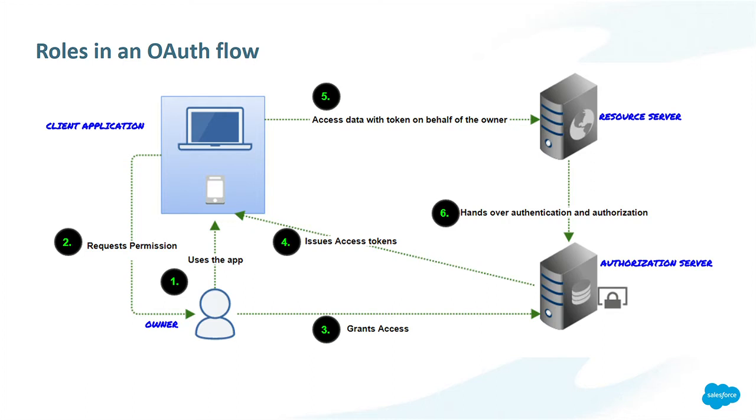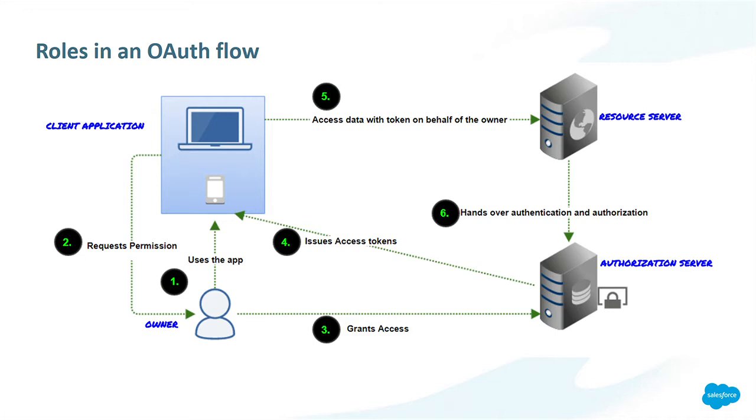And more often than not, the resource server is the same as the authorization server. For example, Salesforce plays both these roles. A good example would be Workbench or your Facebook game. When you start using the game or the application, it's basically going to ask you for access and for permission. And that's going to get propagated into the authorization server.